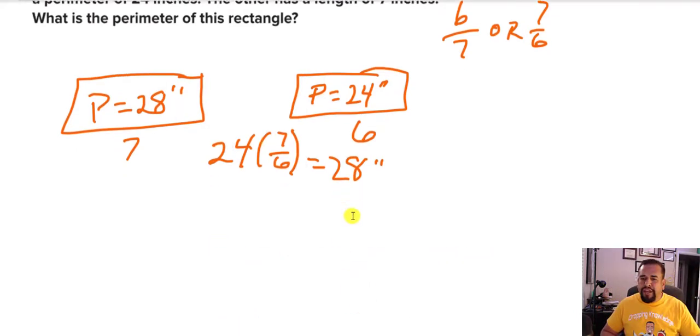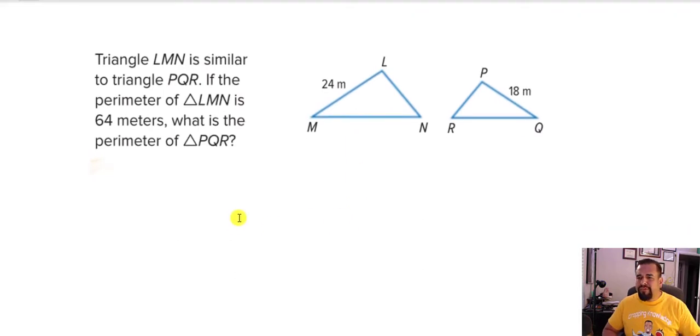All right, let's take a look at another example. Here we have two shapes. But what do they want this time? They're saying triangle LMN, that's this one right here, is similar to triangle PQR. If the perimeter of LMN is 64, what is the perimeter of the other one? So they're telling me that the perimeter of this one is 64. Remember, to get the perimeter you add all the sides up, but we don't have to do any of that because we have corresponding sides. This side corresponds to this side.